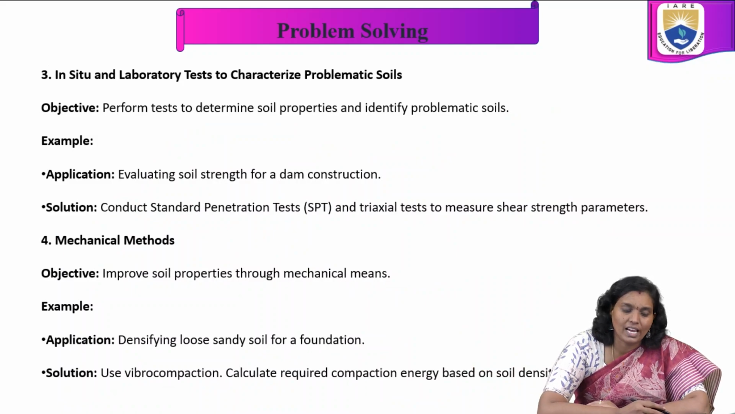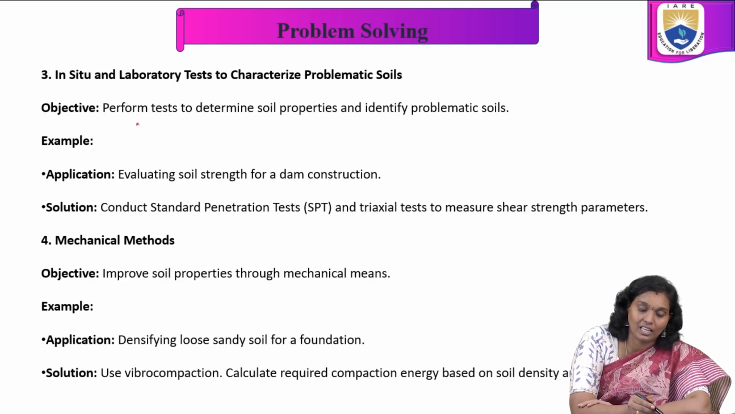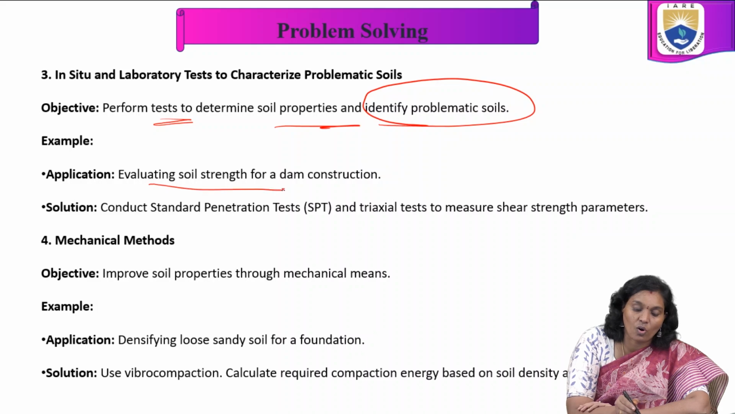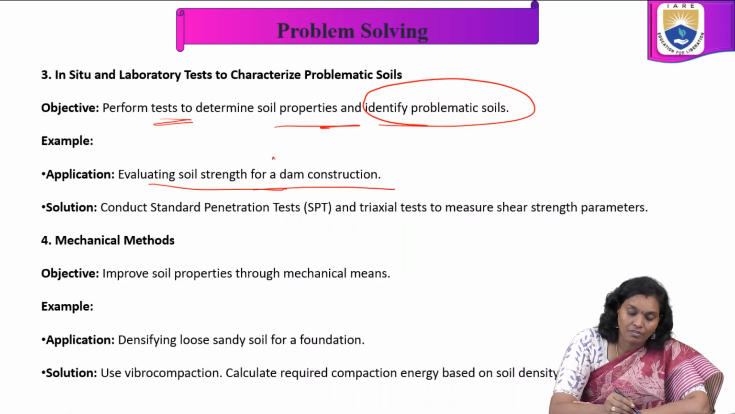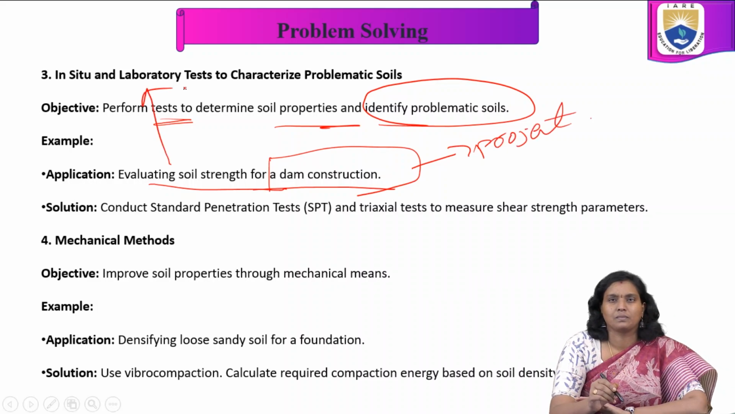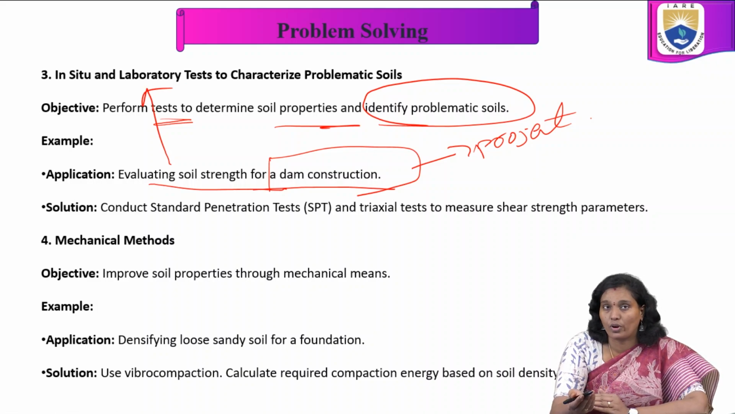In this, on-site and laboratory tests to characterize problematic soils. Perform tests to determine soil properties and identify problematic soils. Here we are understanding that. For example, evaluating the soil strength for dam construction. For any dam type of construction project, we are going to evaluate the soil strength. It means we are using these tests. Some of the tests we conduct in the laboratory, and some of these tests we conduct on-site.